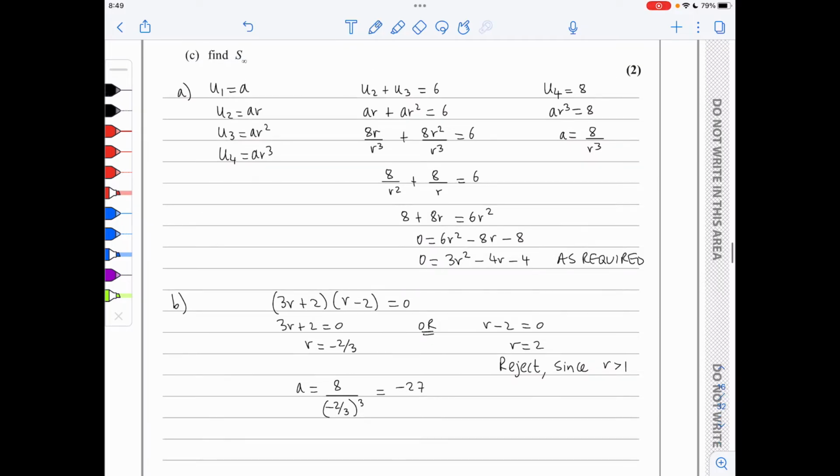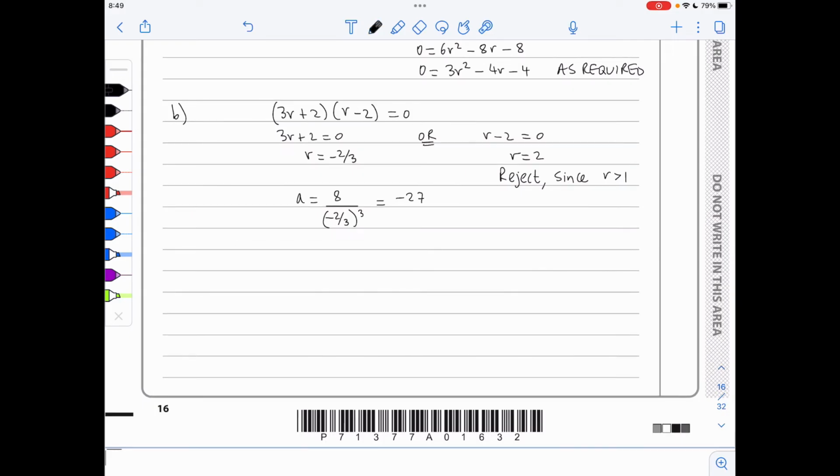In part C, we need to find the sum to infinity, and there is a formula for this. The sum to infinity of a convergent geometric sequence is given by A over 1 minus R. So A is negative 27, R is negative 2 over 3. This gives an answer of minus 81 over 5.